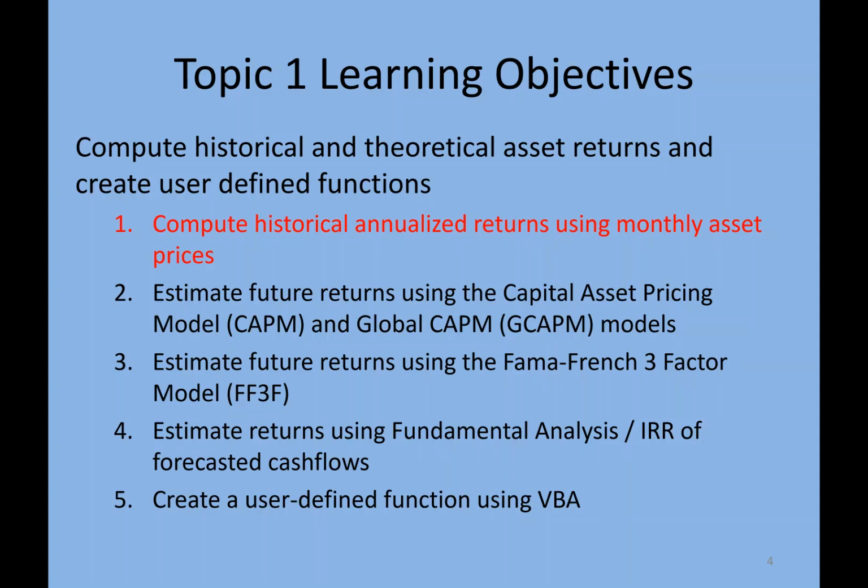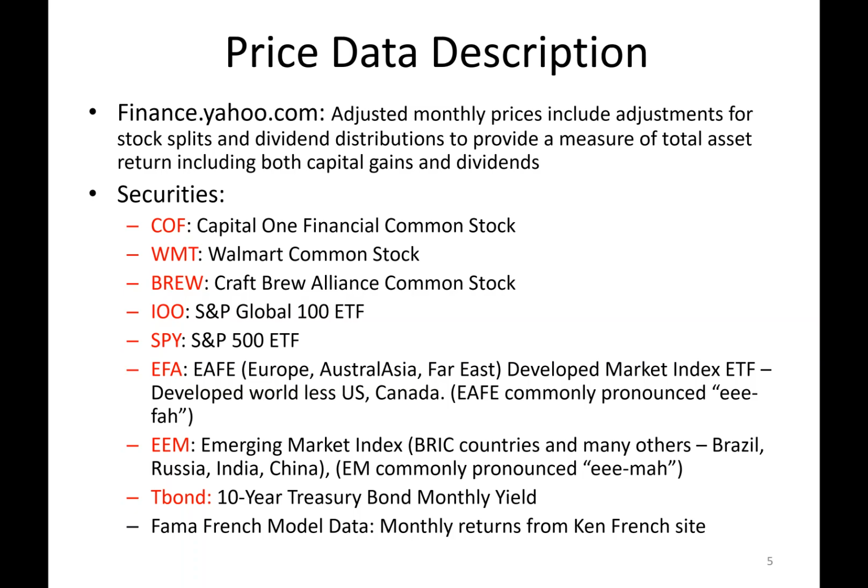And our learning objectives. We're going to compute the historical and theoretical asset returns and create user-defined functions. Specifically, we're going to have five sections. We're going to first compute historical annualized returns using monthly asset prices. Then we will estimate future returns using the CAPM and Global CAPM models. Topic three, we'll estimate future returns using the Fama-French three-factor model. Topic four, we're going to estimate returns using fundamental analysis, an IRR of forecasted cash flows. And topic five, we'll create user-defined functions. So let's get on with computing historical returns using monthly asset prices.